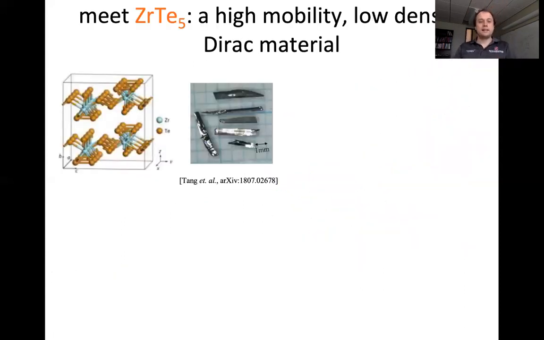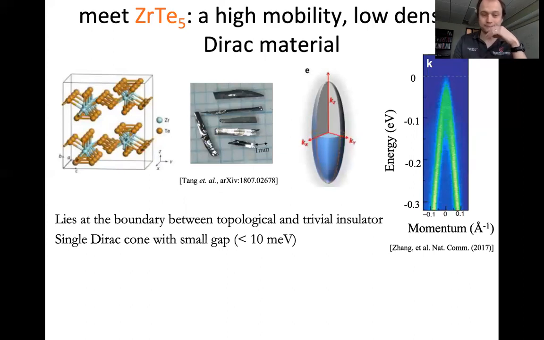Okay, so experimentally we wanted to test this physics, and we decided to look at the Dirac material zirconium telluride. Zirconium telluride is a great material because it has a single Dirac cone with a very small gap, if there's a gap at all. Actually, this material lies at the boundary between being a topological insulator and a trivial insulator. So the bulk bands are almost touching, and you have a sort of linear dispersion. It's unclear whether there is a gap, but experiments seem to agree that if there is a gap, it's very small, less than 10 millivolts.